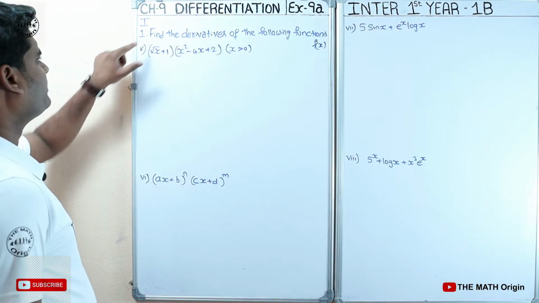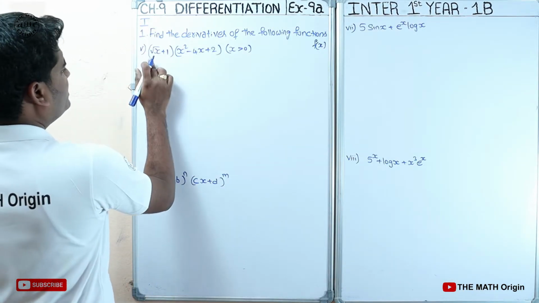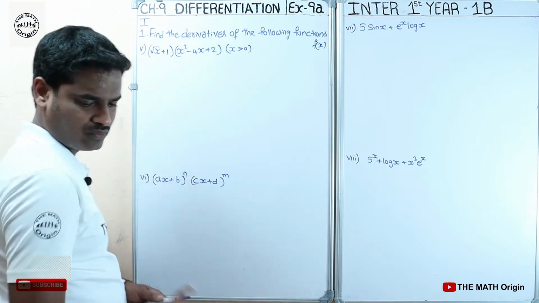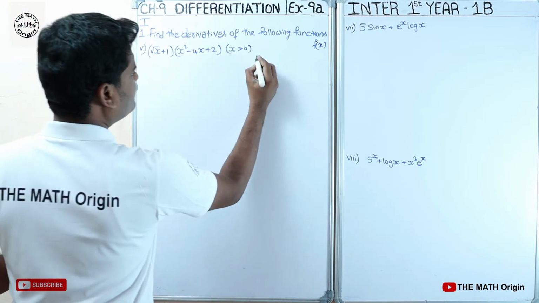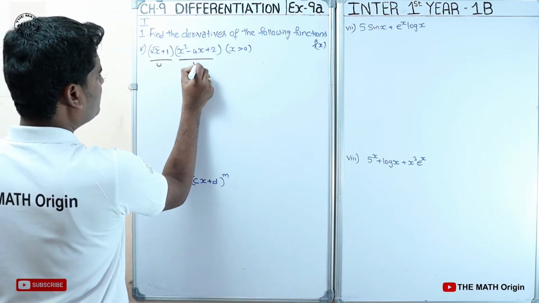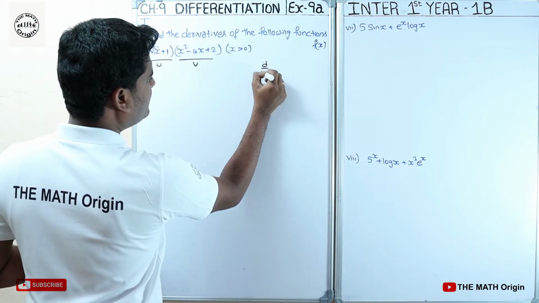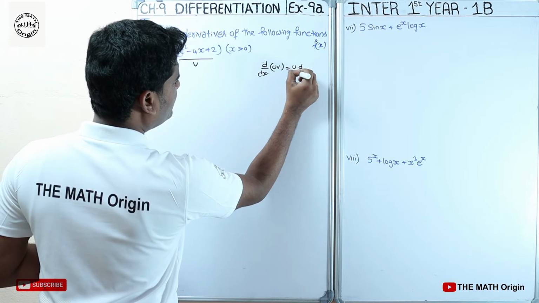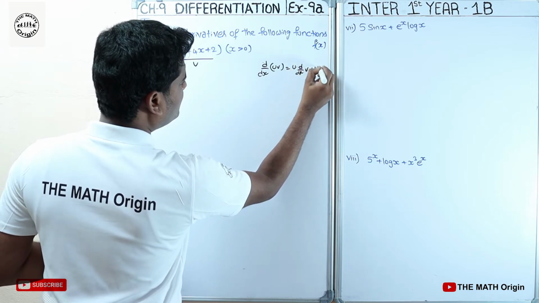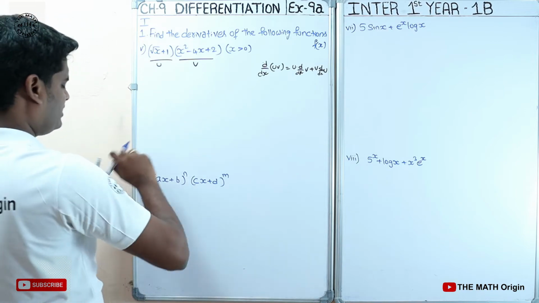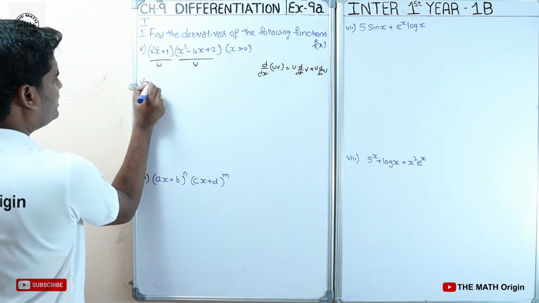Fifth bit from the first question of the first section: root x plus 1 into x square minus 4x plus 2. If you see, the question is in the format of uv. This is u and this is v. So we all know d by dx of uv equals u into d by dx of v plus v into d by dx of u. According to that, let's write this same equation.